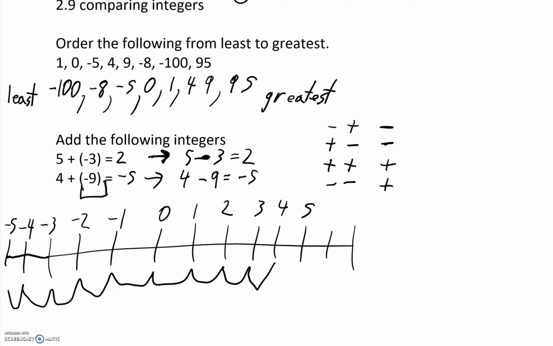Okay? Another way you can think about it is if you're at negative 9 and you add 4, you're going to get to negative 5. So if you go up 4 degrees Celsius from -9, you're going to be at -5 degrees Celsius.